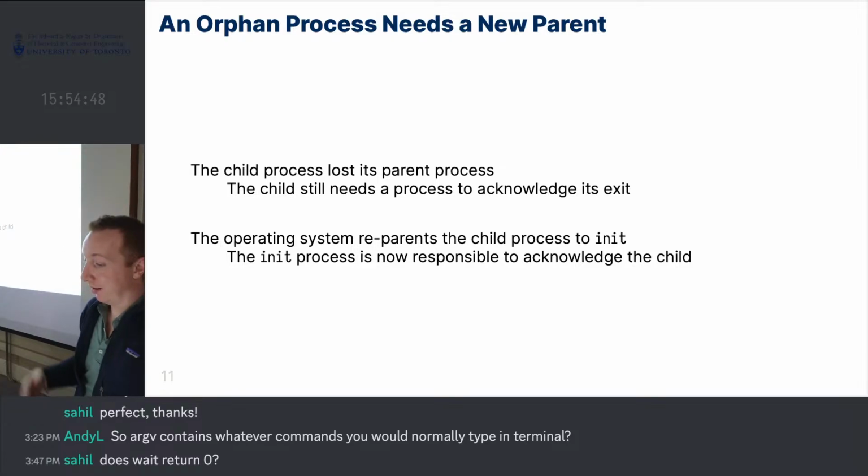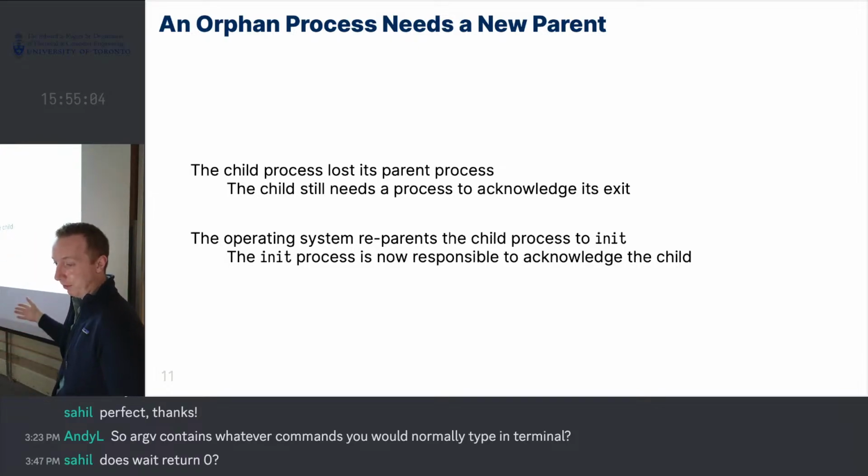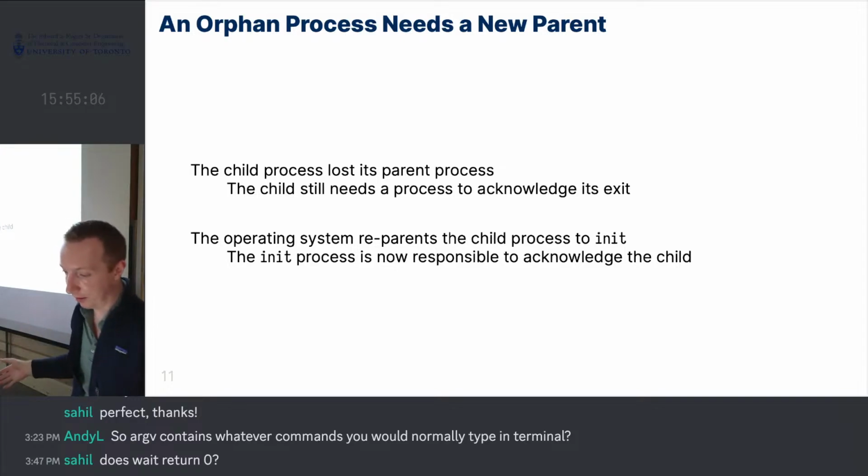Yeah, the child process lost its parent process. The kernel is really strict about maintaining that parent-child relationship. The child doesn't die. It's like real life. Just because, you know, a parent doesn't exist anymore doesn't mean you die. So the child needs a new parent. It is called an orphan, and it still needs something to acknowledge it.